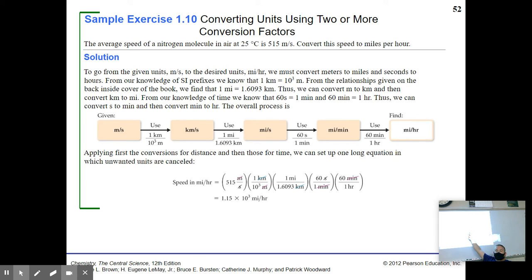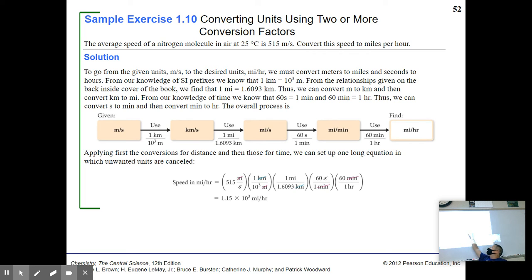So now that I've gotten to the point where I have converted to miles, I then shift my concentration to seconds. I now have to convert seconds to hours. Well, that's where the second part of this comes into play. So you've already set up the first part. We're going to just leave that alone for now until we finally calculate it. Now we have to concentrate on converting from seconds to hours.